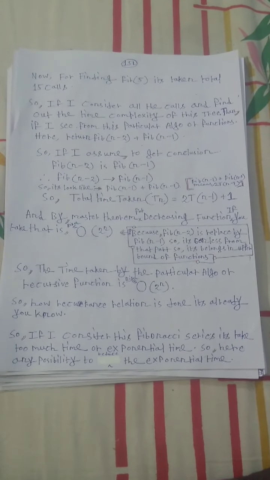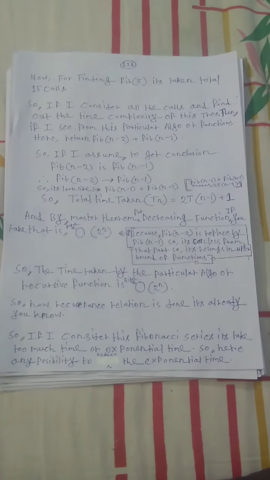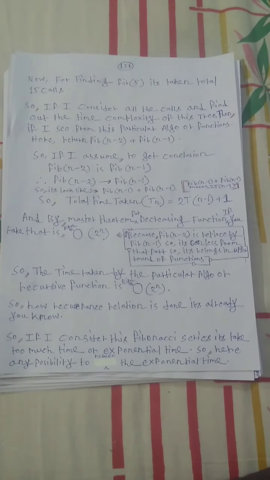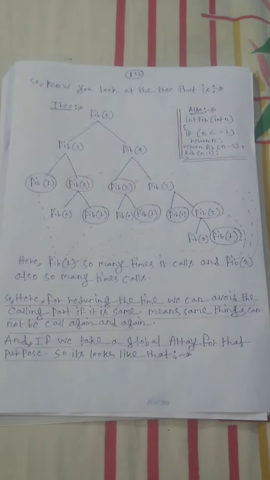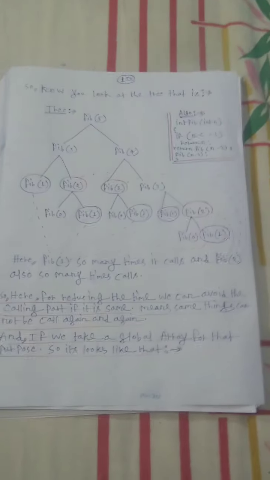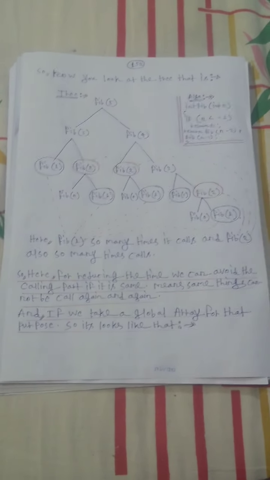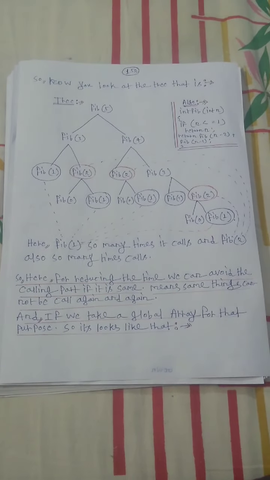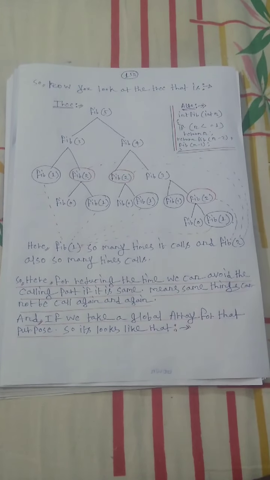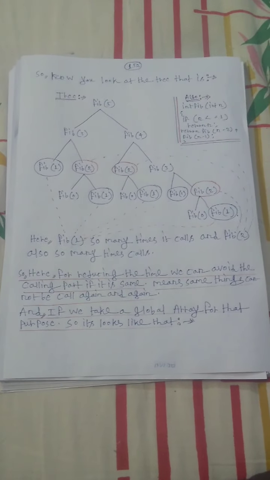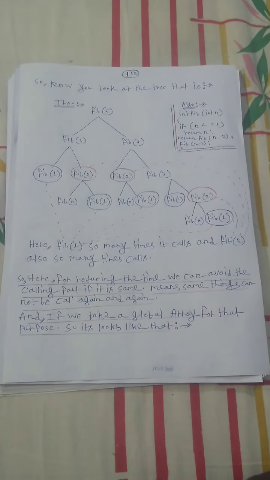So if I consider this Fibonacci series, it takes too much time, exponential time. So is there any possibility to reduce the exponential time? Now look at the tree, which you already know. Here fib 1 is called so many times, and fib 2 is also called so many times. To reduce the time we can avoid the repeated calls. Same things should not be called again and again.